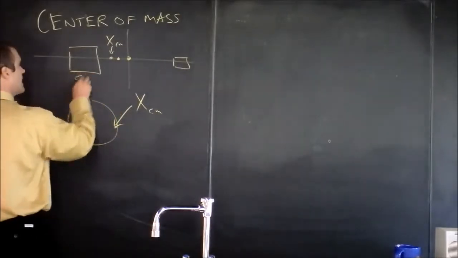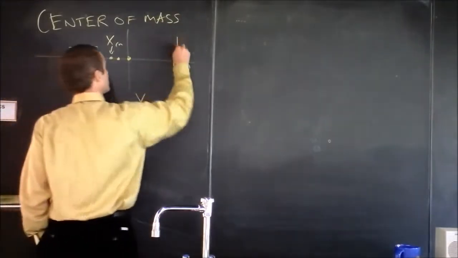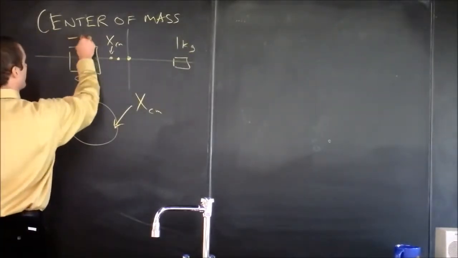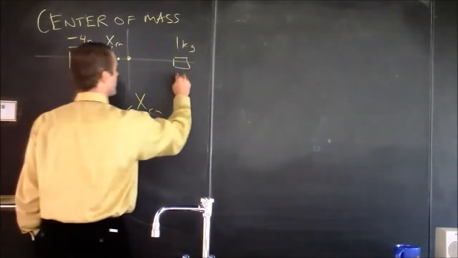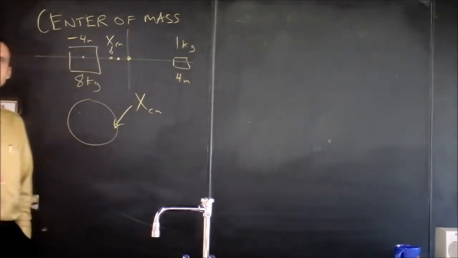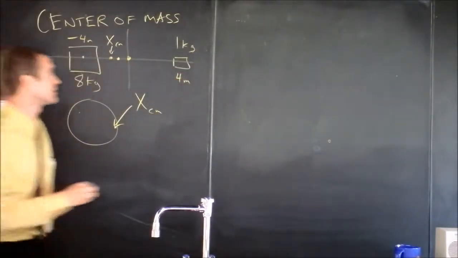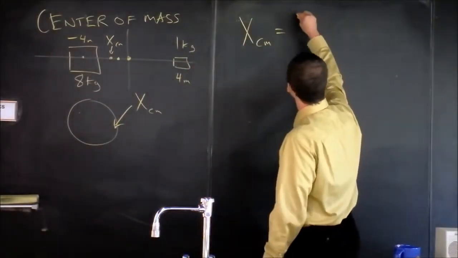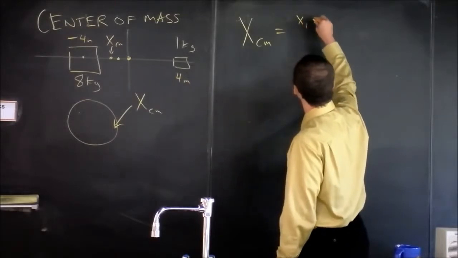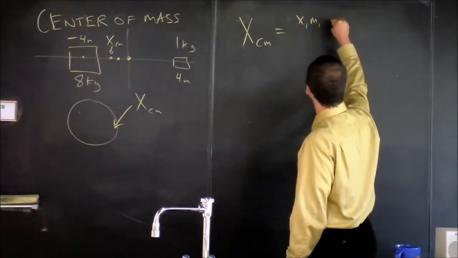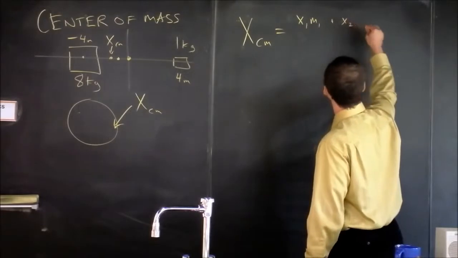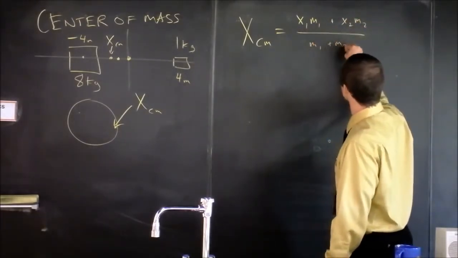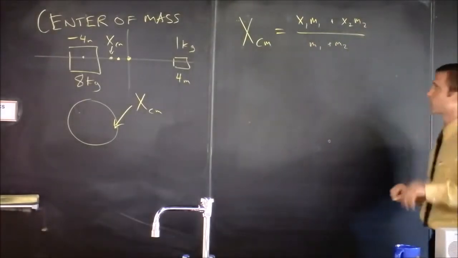Let's say that this is 8 kilograms and this is 1 kilogram, and this is located at -4 meters, and this is located at +4 meters. And we can get ourselves an actual position of the center of mass using this equation. Here's the position of the center of mass, and it says, well, it's going to be the position of mass 1 times the mass of mass 1 plus the position of mass 2 times the mass of mass 2 divided by the total mass. Okay, let's see how this works.